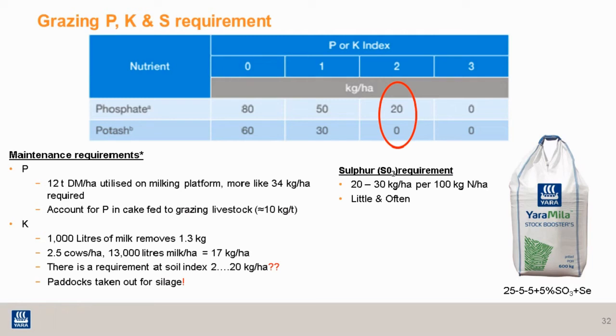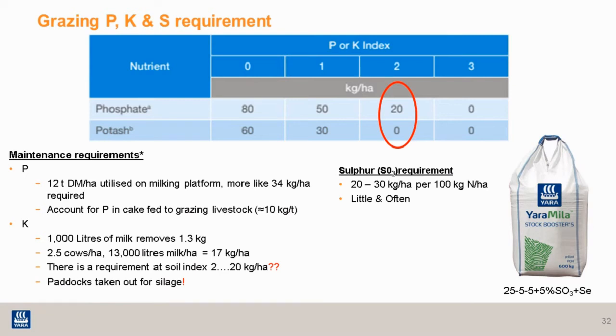1,000 litres of milk removes 1.3 kgs of potassium, and if you have a 2.5 cows per hectare stocking rate, and each one producing, say, 13,000 litres of milk per hectare, that's an offtake of about 17 kgs per hectare. So for those intensive systems, I think it would be worthwhile making sure that around about 20 kgs of potash is applied to maintain that index 2.